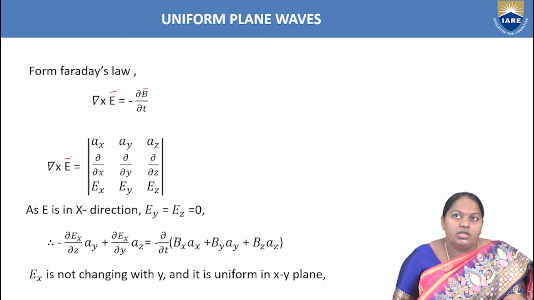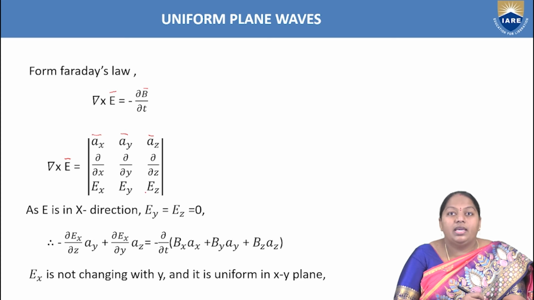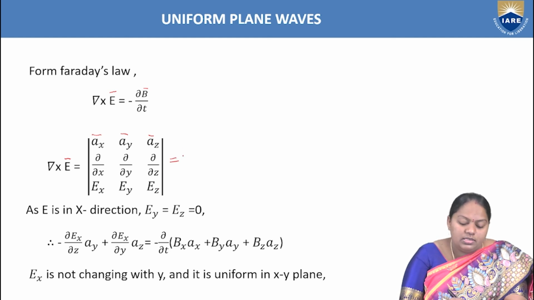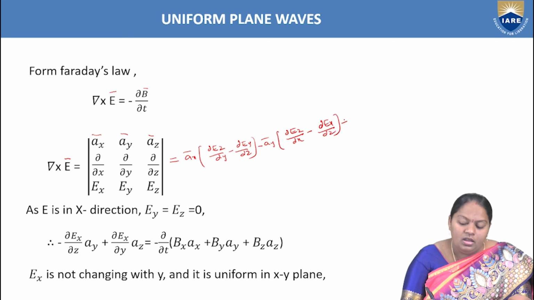Then, del cross E bar equal to the determinant, which can be written as we have seen. Firstly, in the first row, we have all the unit vectors ax, ay, and az. In the second row, we write all the partial derivative terms, ∂/∂x, ∂/∂y, ∂/∂z. And in the third row, we consider all the magnitudes of E in x, y, z, hence Ex, Ey, Ez are to be written. Upon expansion, in a similar way as in the previous case, we get ax into (∂Ez/∂y minus ∂Ey/∂z) minus ay into (∂Ez/∂x minus ∂Ex/∂z) plus az into (∂Ey/∂x minus ∂Ex/∂y).